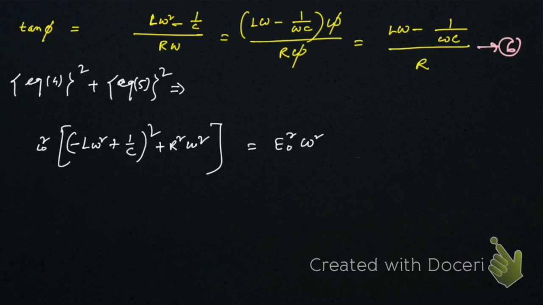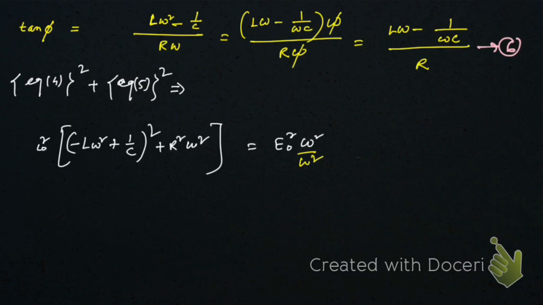Now if you simplify this, divide both sides by omega square. There will be omega square, and when you write this inside the whole bracket, you have to write omega, so here also omega square. Dividing both sides by omega square, that's what we will get, right?